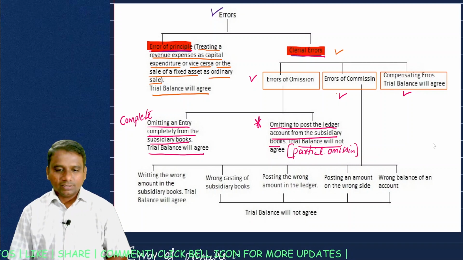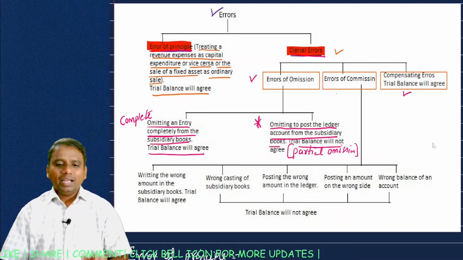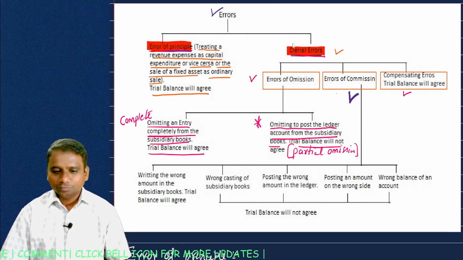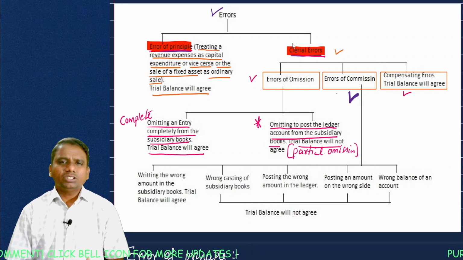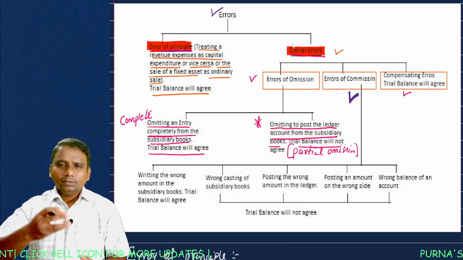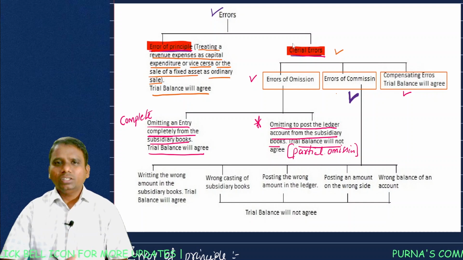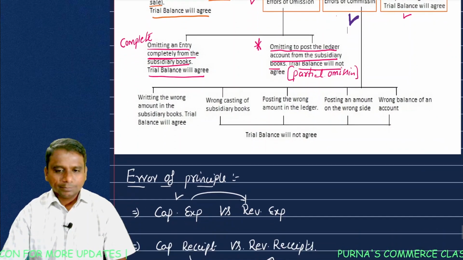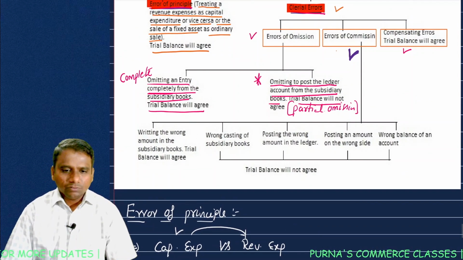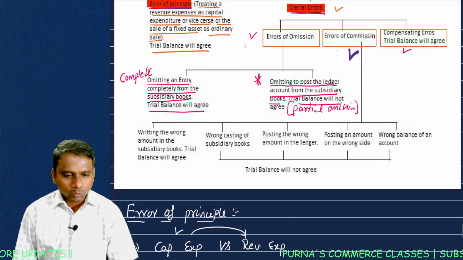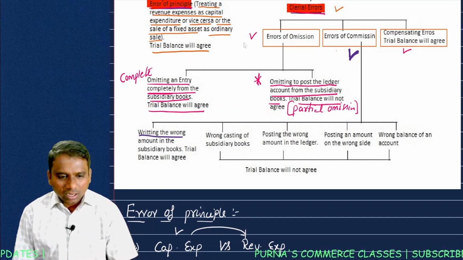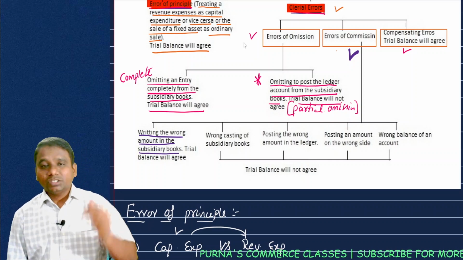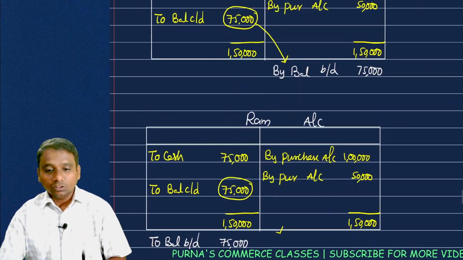Okay students, next come to error of commission. Error of commission is simply the mistakes which we have committed during the recording, posting or casting, all those things. Now look, again these are classified into writing the wrong amount in the subsidiary books. In the subsidiary book, this also we have already seen, students.